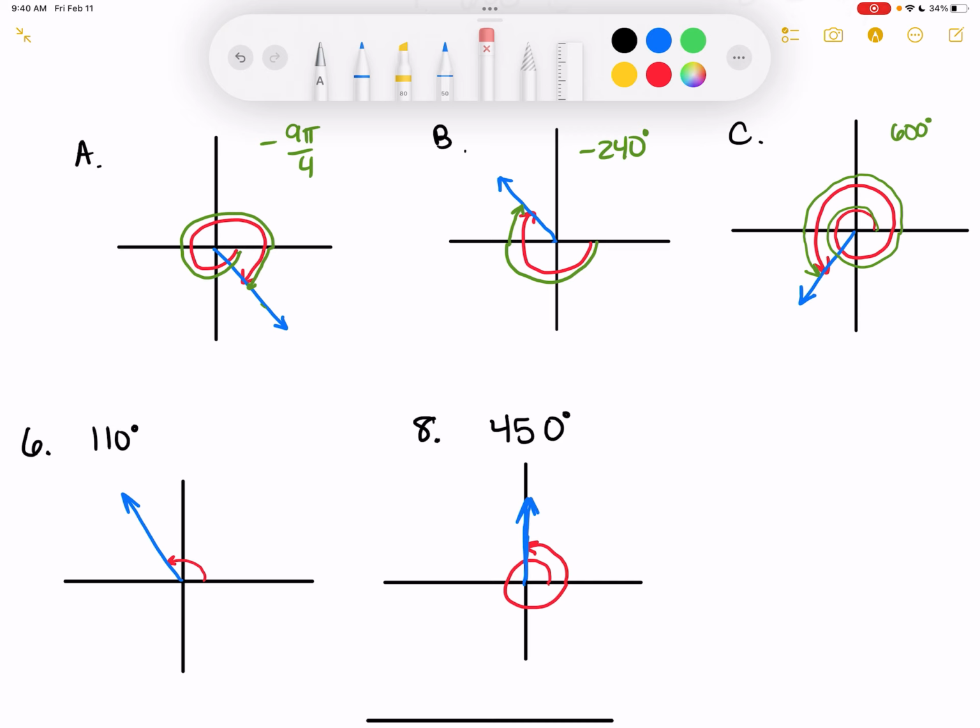Let's see. Let's do 10. Looks kind of fun. I don't know if that was sarcastic.